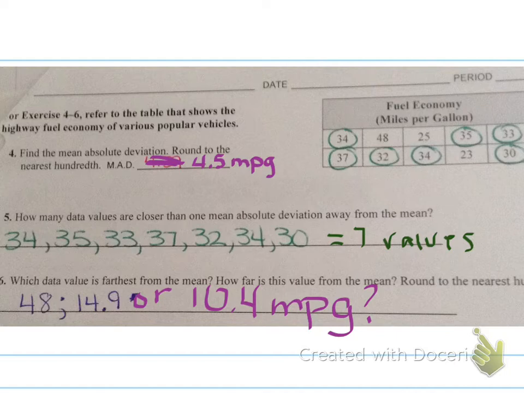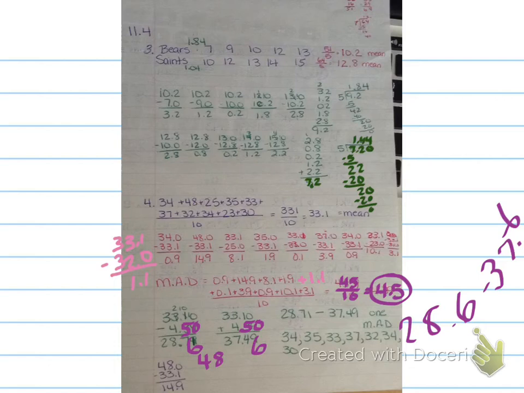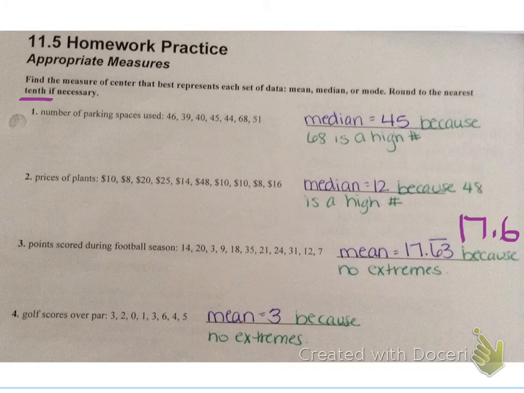Miles per gallon. So, and they were saying it's 10.4. I don't know even where they're getting 10.4 from. So maybe you guys can enlighten me. Because I have to go home soon here.